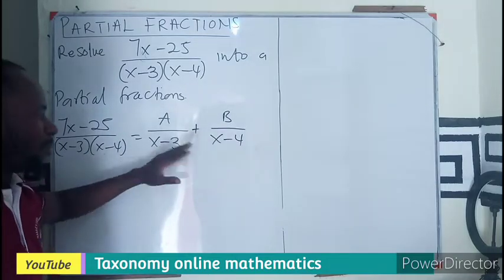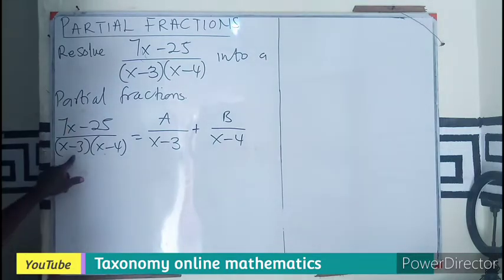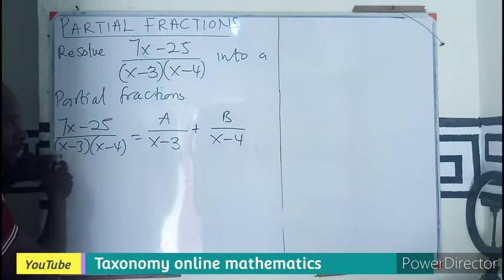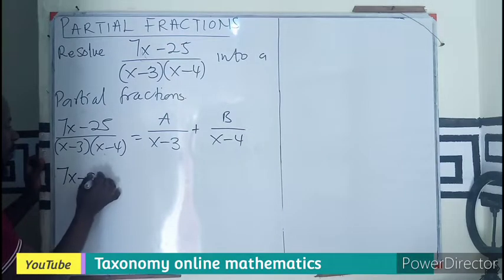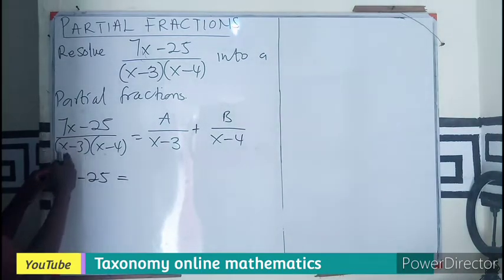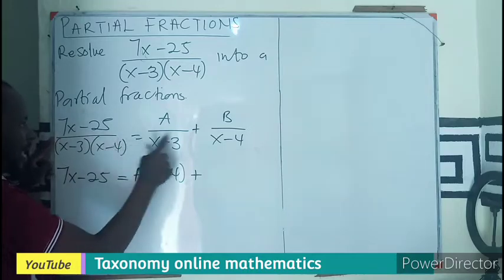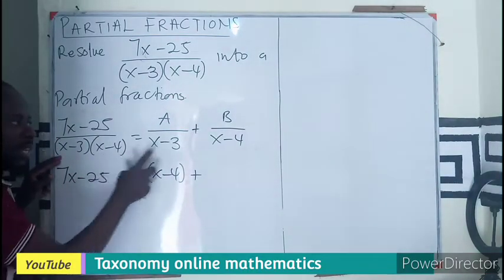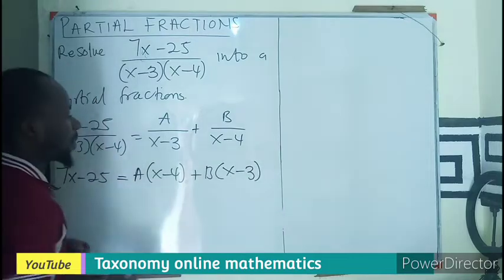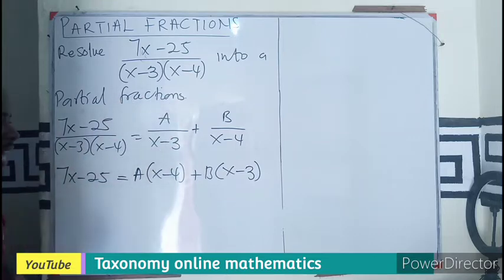So we are going to multiply both sides by the LCD, that is the common denominator, which will still be this. So if I multiply this side by x minus 3, x minus 4, it will cancel this. So I'll be left with only 7x minus 25. If this is our denominator, it will divide this, cancelling itself, giving us A into bracket x minus 4. If I multiply this expression by this LCD, x minus 4 will cancel itself, giving us B multiplying x minus 3. So this is what we get, taking care of the fraction to become a linear equation.